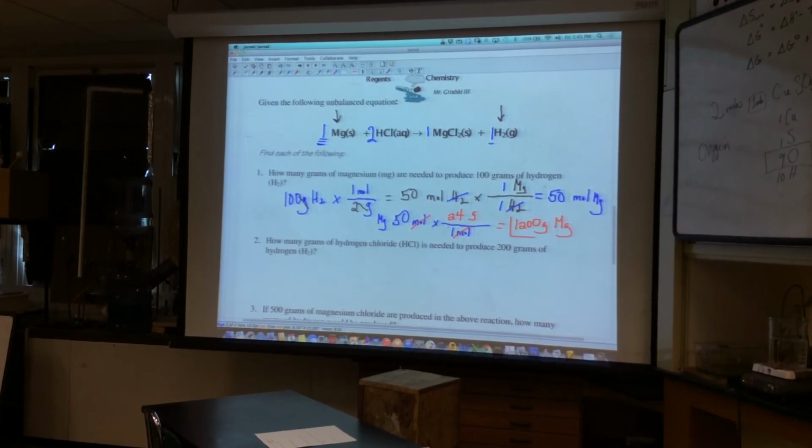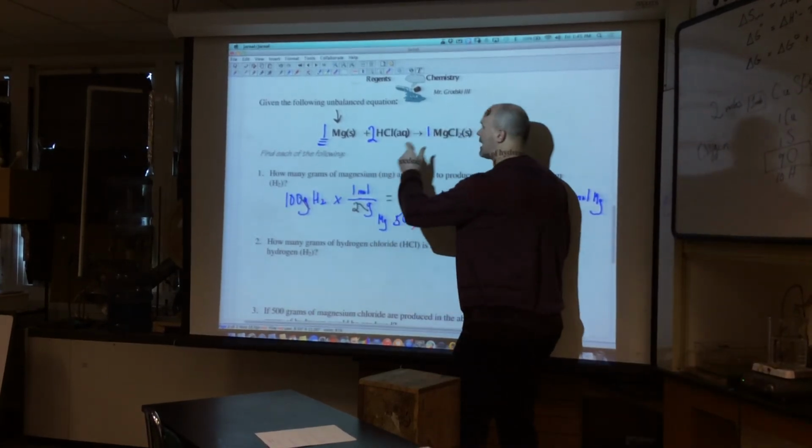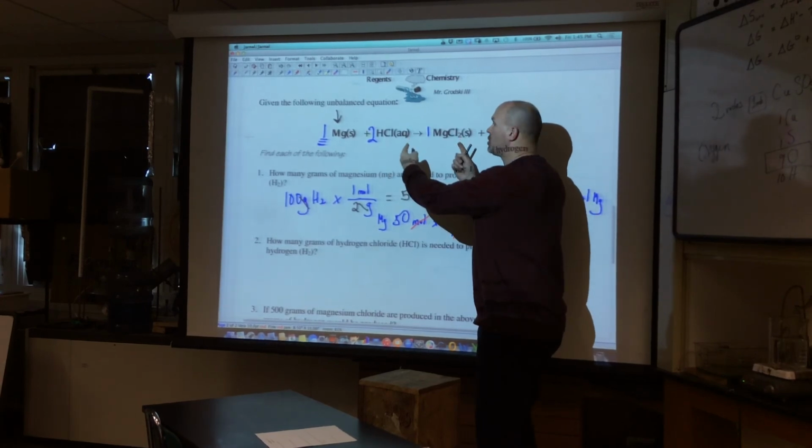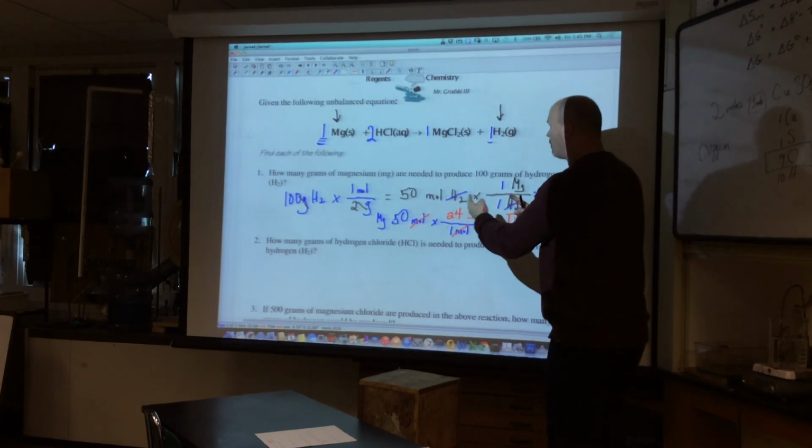Why were there 3 steps in this problem? Because you need to convert. Because you gave me grams. I had to get into a how many number to use this ratio. I got moles, moles out, then convert to grams.